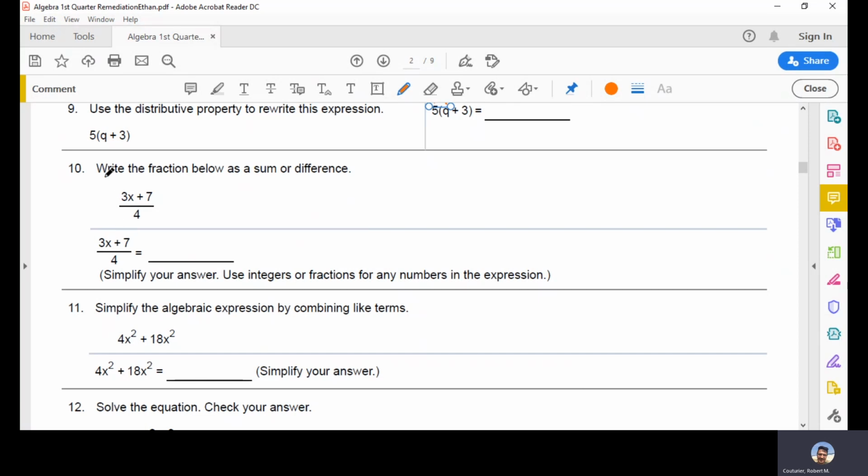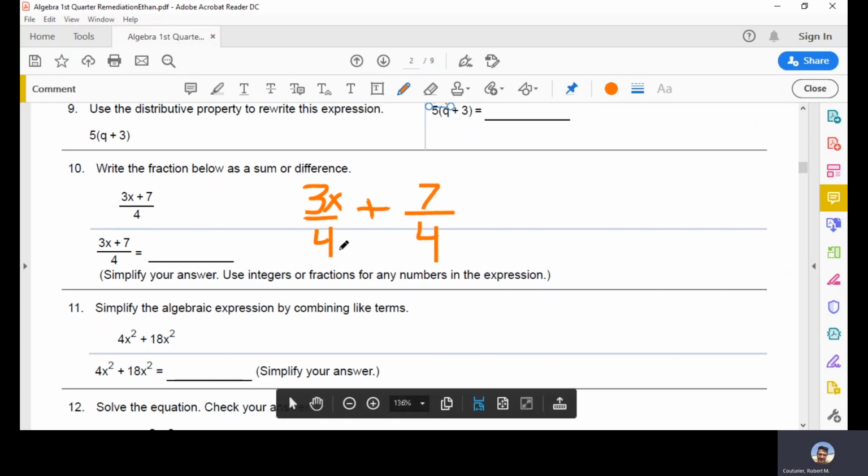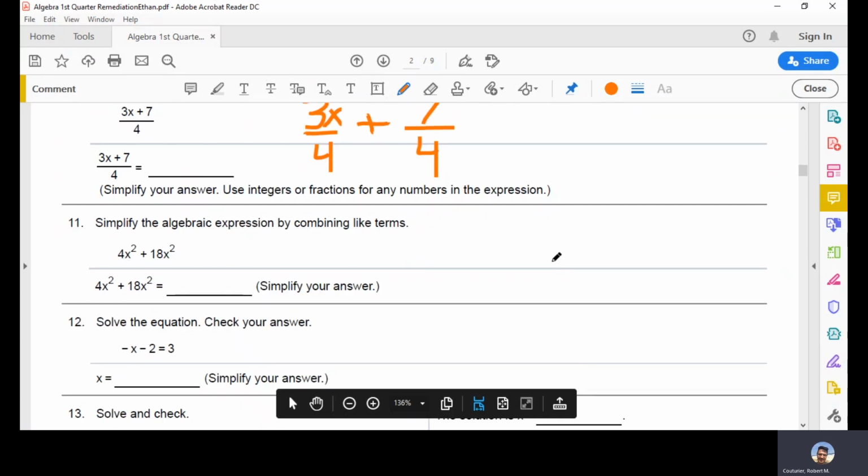What are they asking us to do? Write this fraction below as a sum or difference. So we have a plus sign, and all they want us to do is show it as two separate fractions. We can take that denominator and split it up to each fraction, and then we just take each term up above and separate them out. We still have 3x over its denominator, and then the 7 over the 4. You've done it. Great job.